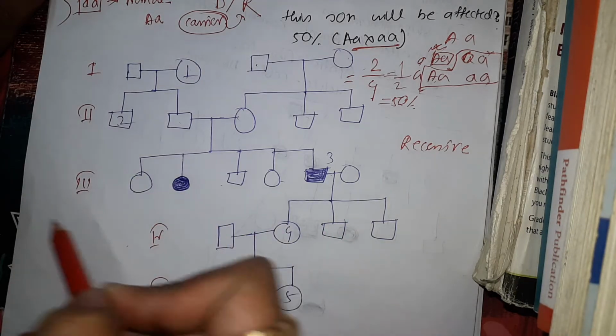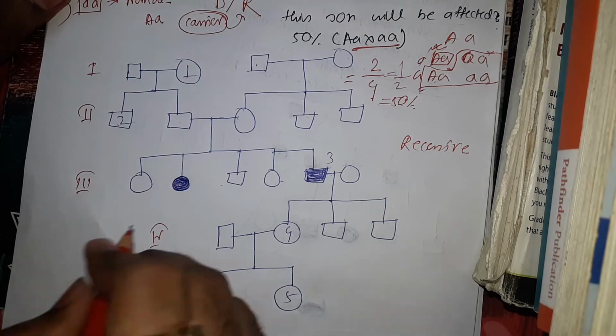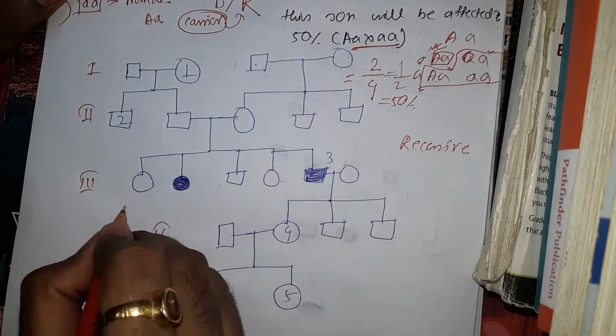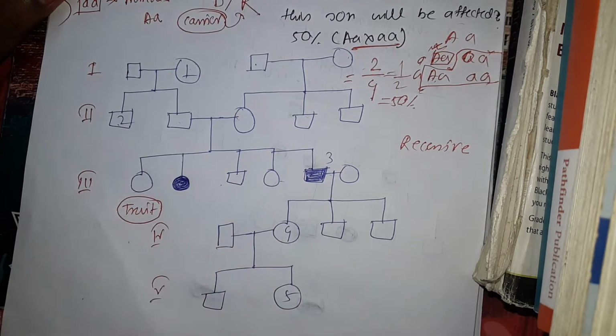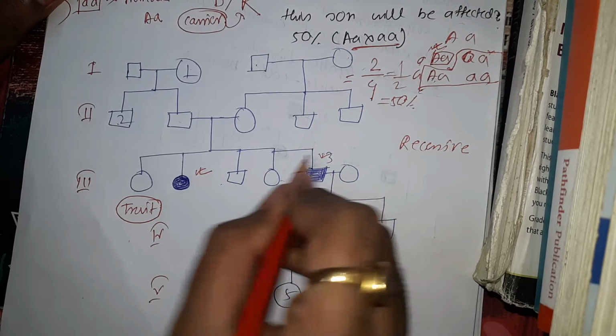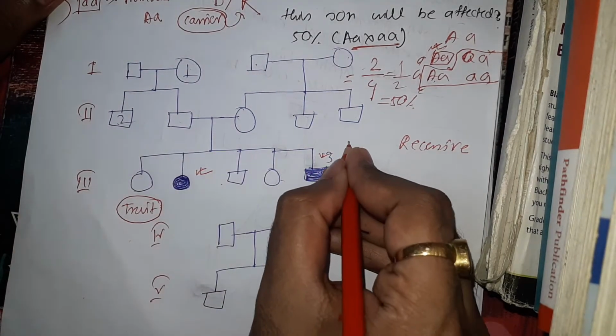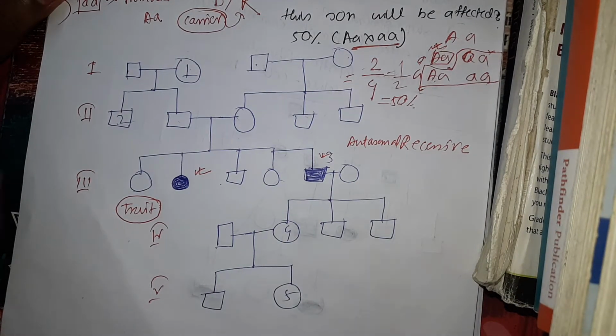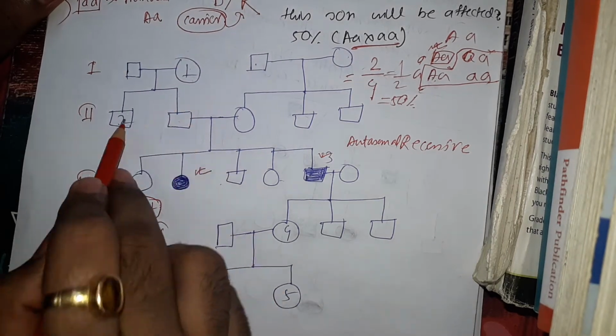Now, whether it is autosomal or X-linked, we need to talk about this. As I previously told you, if the trait is equally distributed among males and females, then we can conclude that the trait is autosomal. Here we can easily find that one female is affected and one male is affected. So we can conclude that it is an example of an autosomal recessive trait without any further confusion. Now they are telling us to give the genotypes for 1, 2, 3, 4, 5.